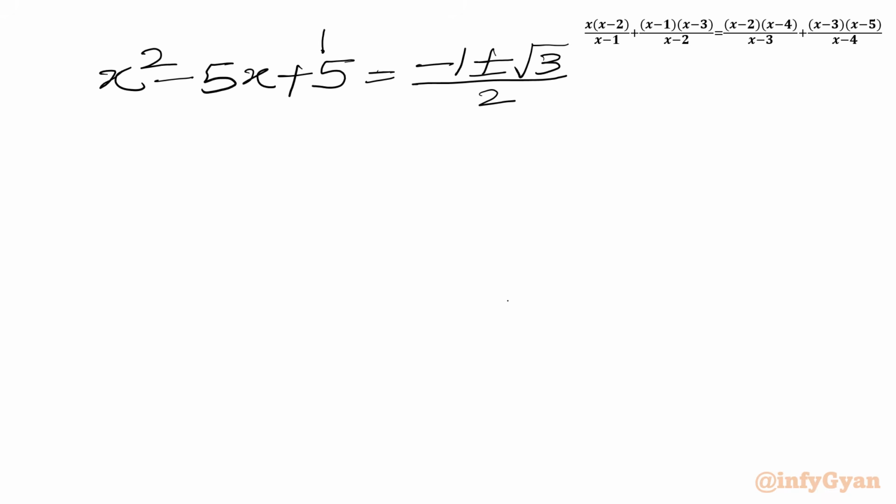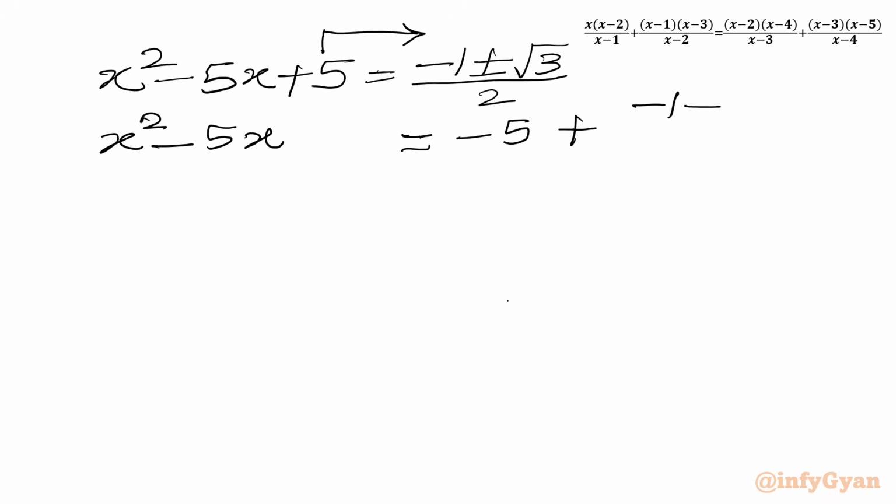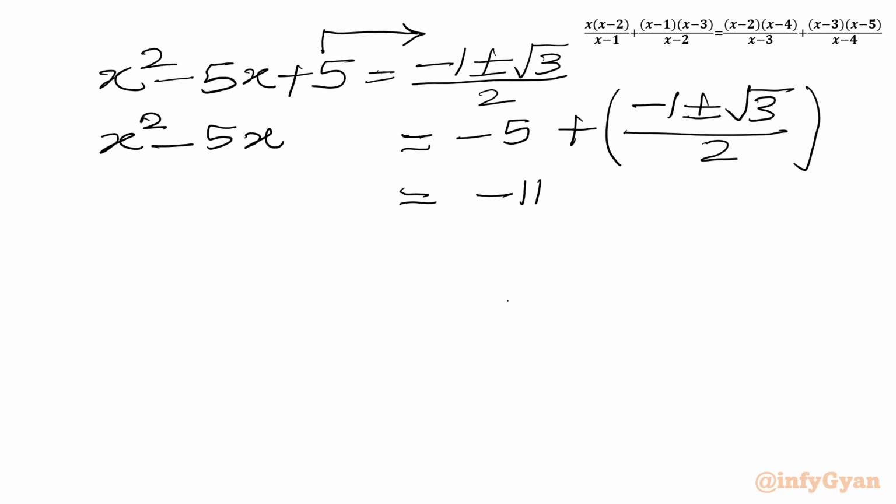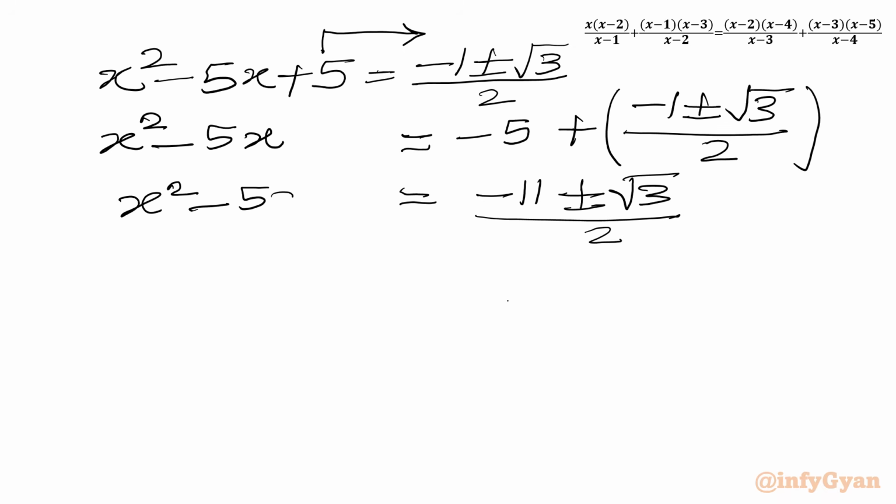Now we will take plus 5 to the right hand side. x square minus 5x will be equal to minus 5 plus minus 1 plus minus square root 3 over 2. Now we will take LCM in right hand side. So minus 10 minus 1, minus 11 plus minus root 3 over 2. In LHS we have x square minus 5x.